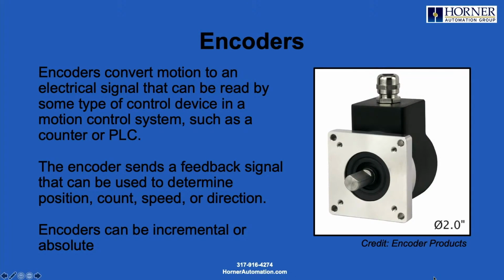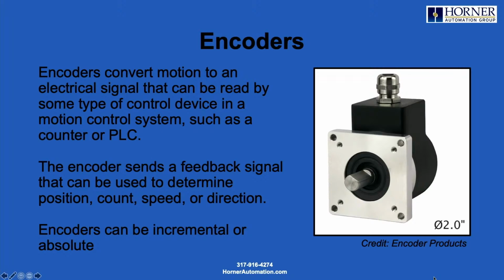Okay, let's start off with just the basics. What is an encoder? Well, an encoder is a mechanical device that's typically used to convert motion into an electrical signal that can be read by some sort of control device. And in our case, that would be a Horner all-in-one controller.